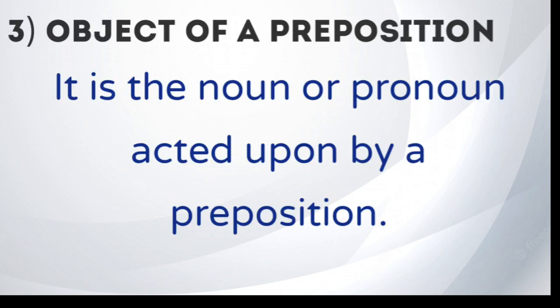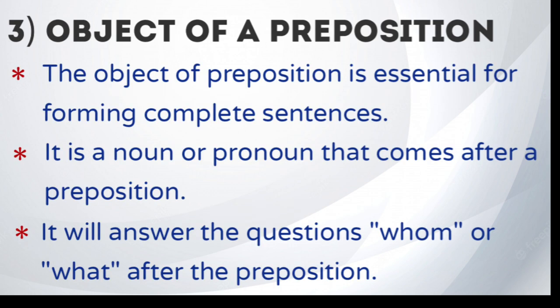Let's go to the third type of object, that is object of a preposition. Object of a preposition is the noun or pronoun acted upon by a preposition. Okay? And a few more points you should remember to identify this object of a preposition: it is essential for forming complete sentences. It is a noun or a pronoun that comes after a preposition, and it will answer the questions whom or what after the preposition.